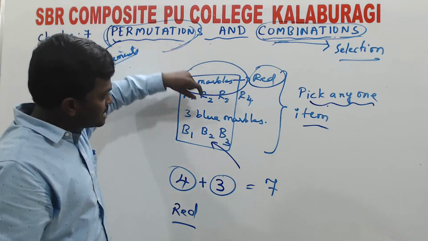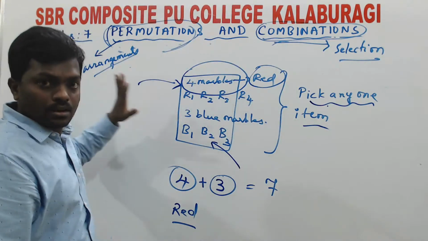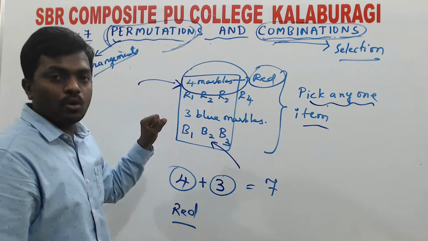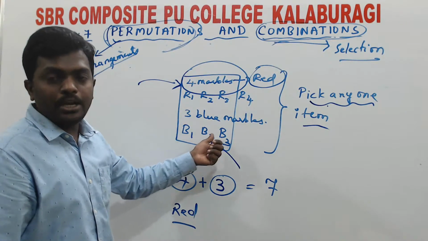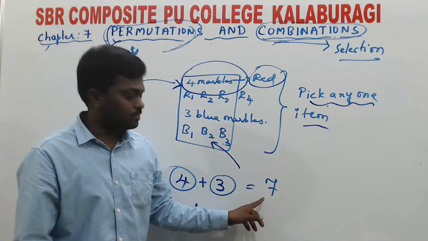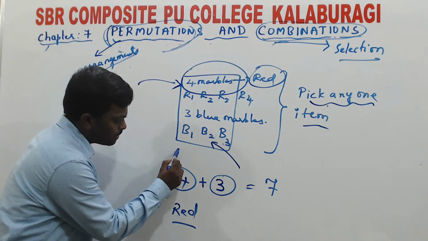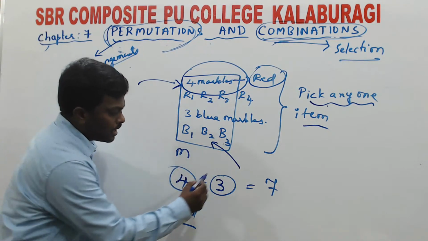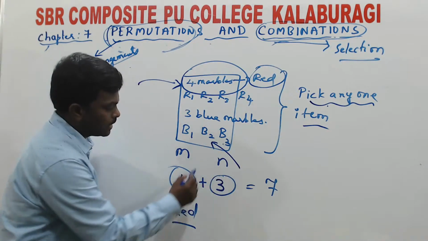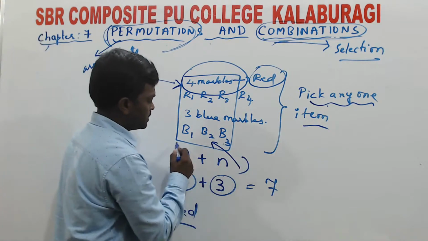When he puts his hand into the bag to pick, he can pick either R1, R2, R3 or R4, similarly B1, B2, B3. So he can pick any of these seven items. In general, if there are M red marbles and N blue marbles, this is nothing but M plus N ways.